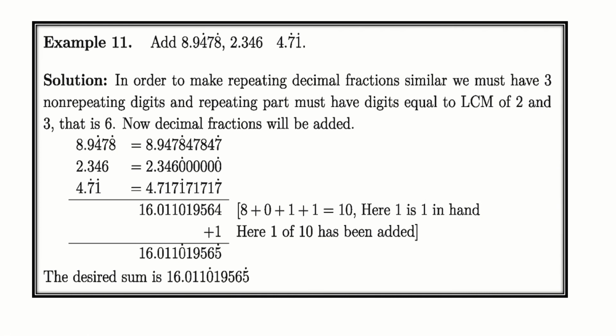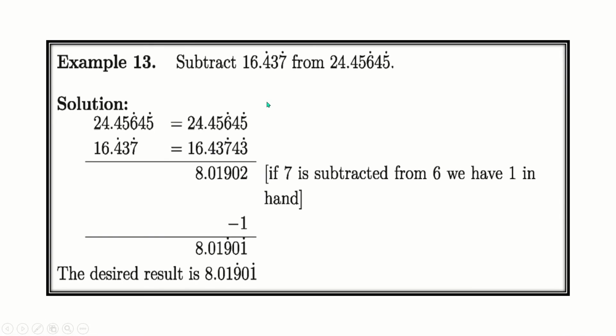If anyone faces a problem, you can share, no problem. I will again explain. In a similar way, we have to subtract. At first, we have to make similar fractions. After the decimal point here, the non-repeating part is 2, 4, 5. So here it will be 4, 5. And the repeating part, here is 3, here also 3. LCM of 3, 3 will be 3. So the repeating part will be only 3.